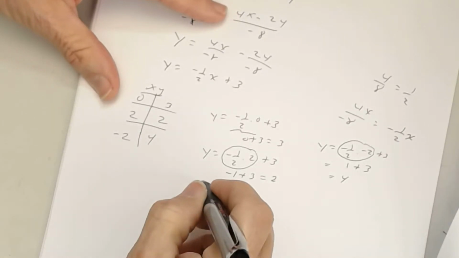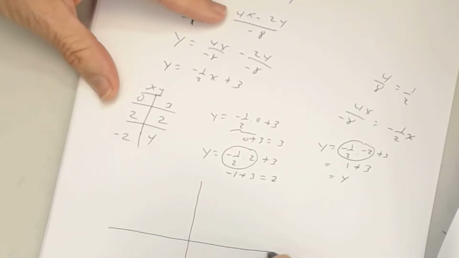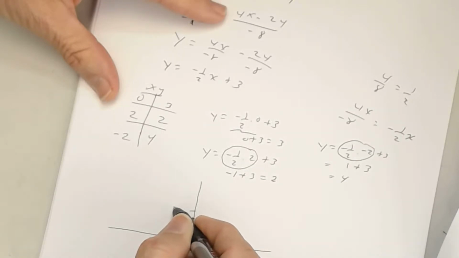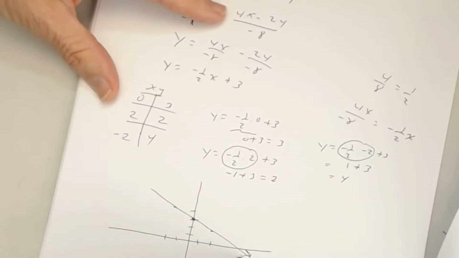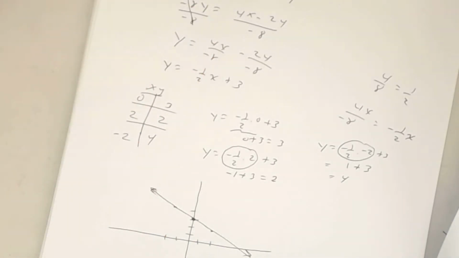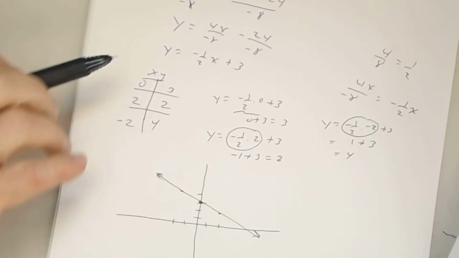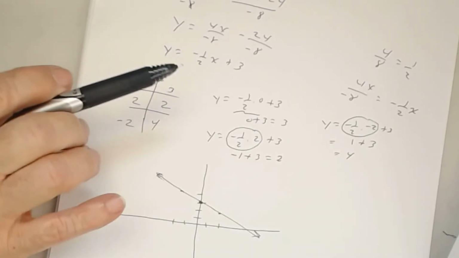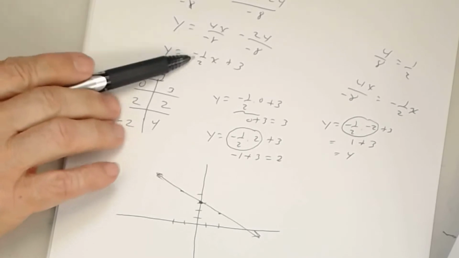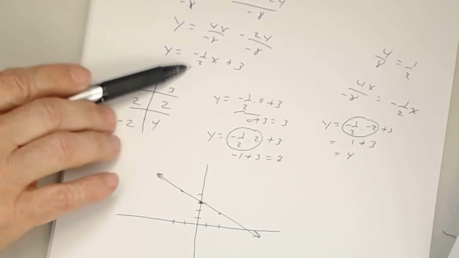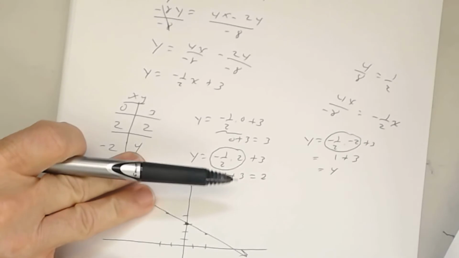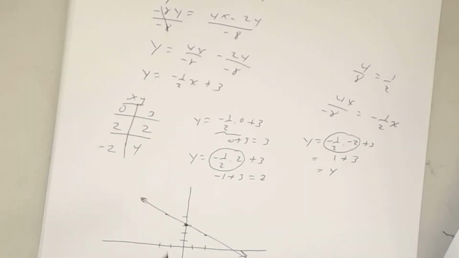All right. And so I just graph this. 0, 3, 2, 2, and then -2, 4. All right, so there's the line. Now notice that when I got y by itself, you remember that was slope-intercept form, right? The slope is what here? -1/2. So since the slope is negative, the line should be falling. Right. Okay.